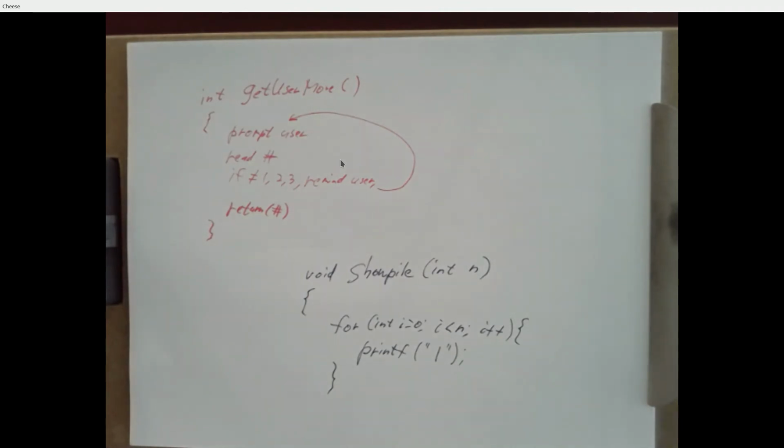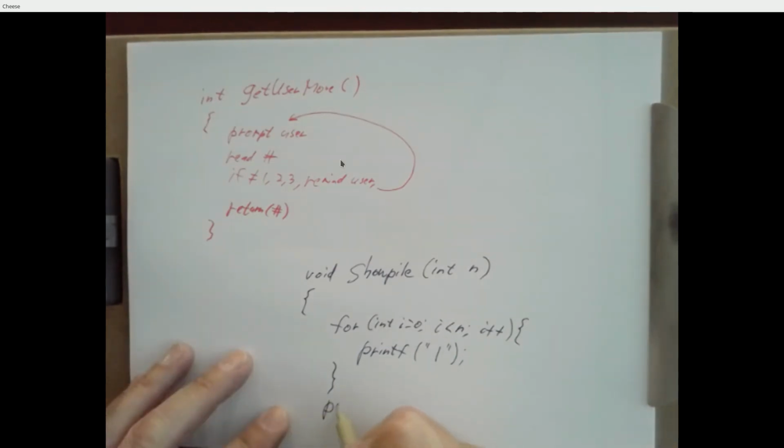And if this doesn't occur to you pretty quickly, go back to your 121 notes, and you've definitely done stuff like this in 121. We want to repeat some statement n times. This is sort of the standard for loop for it. Just iterate from 0 and continue while you're less than n.